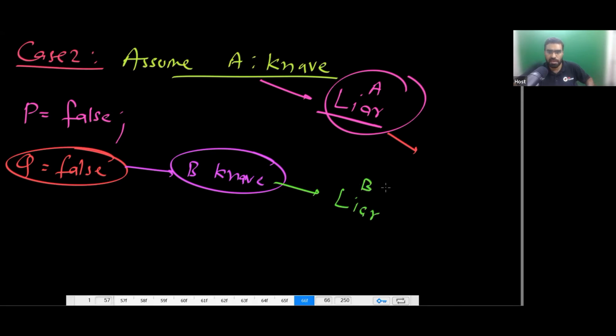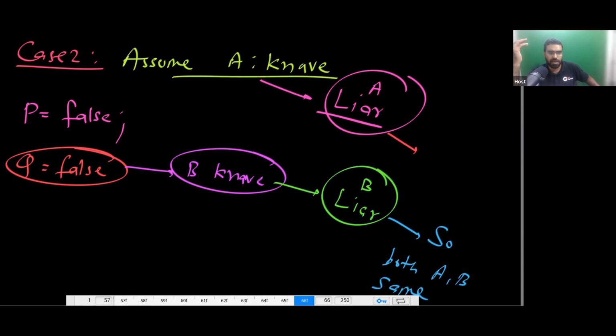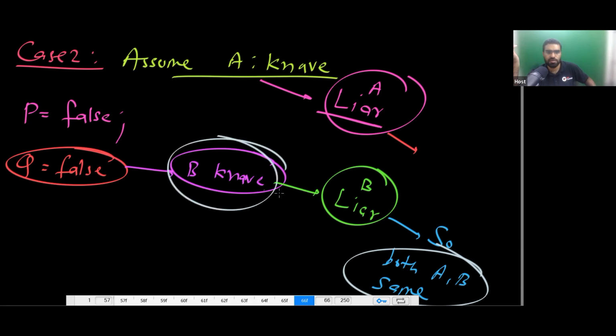If he is a liar, what he is saying is false. So both AB must be the same, and there is no problem. Here there is no contradiction, right? Both are the same. A knave, B knave, both are.